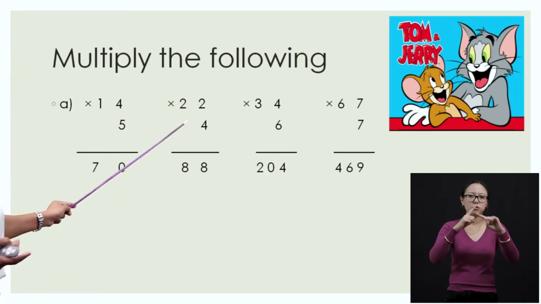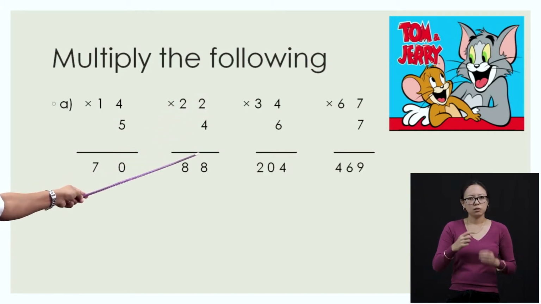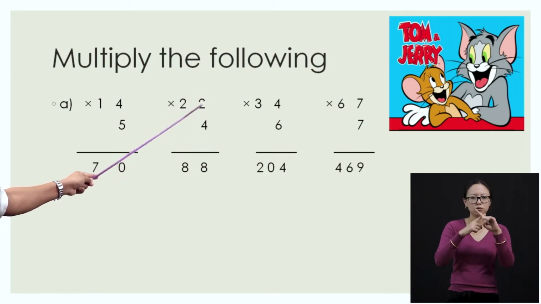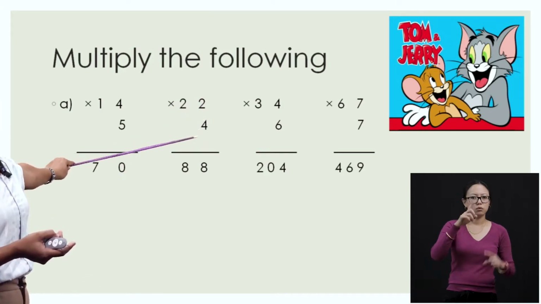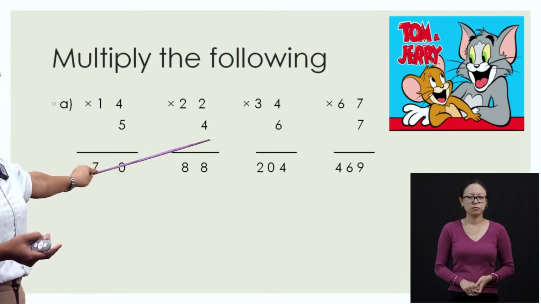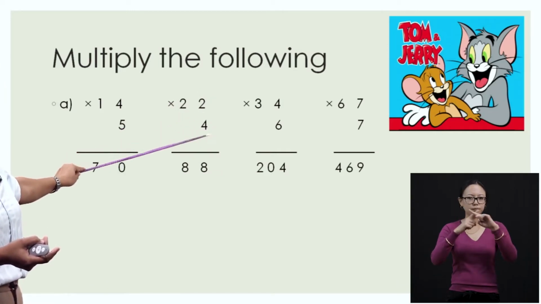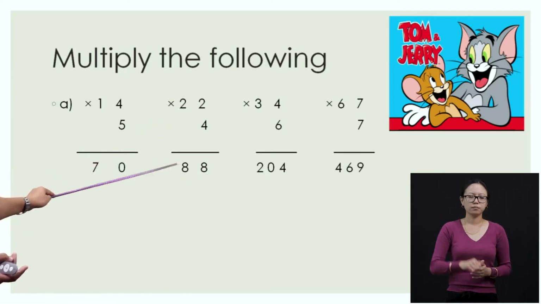Next, same with that, we have 22 multiplied by 4. So how much will you get, children? 4 into 2 is 8, right? Again, you have 4 into 2. You have 8, right?